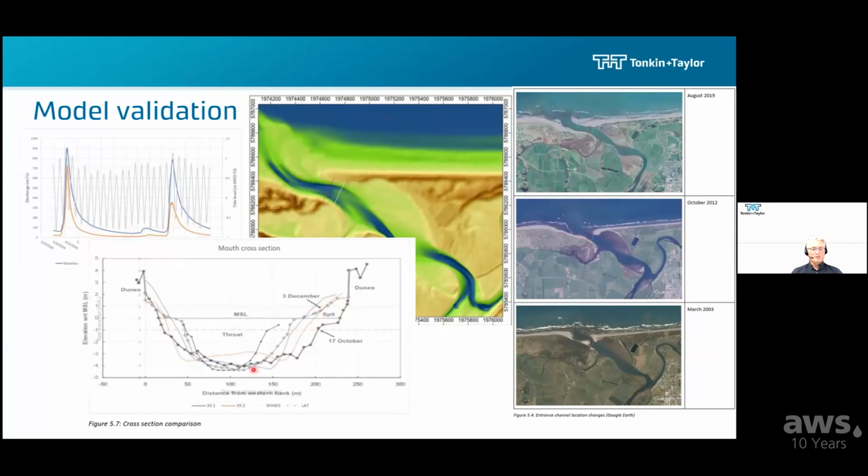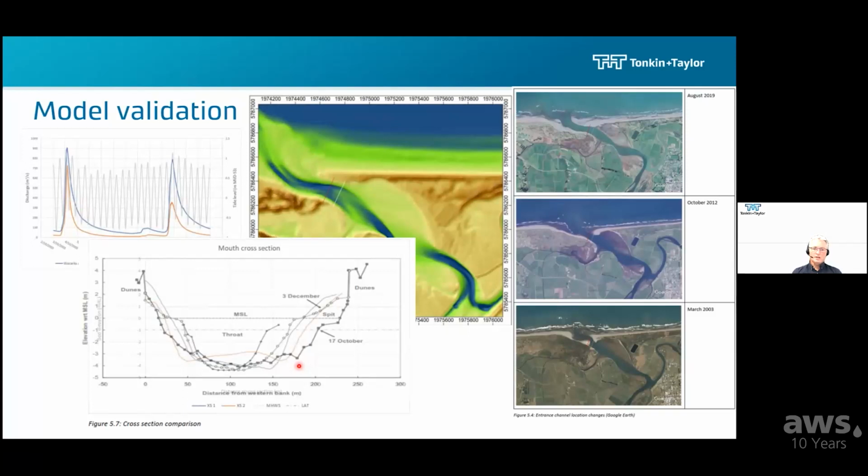What I've shown over the top of these measured cross sections is a modeled cross section from an assumed start bathymetry in our model, running this period of time through these flood events and what it resulted in at the end. And they are the orange and blue lines here. What you can see is the model is giving us a mouth that is roughly representative of what was measured at some time in the past.